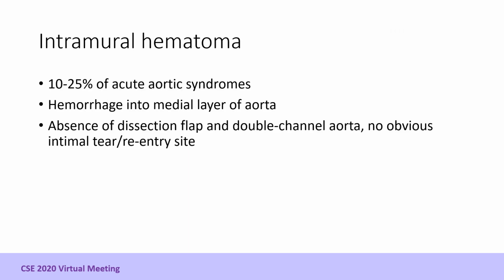Intramural hematoma encompasses somewhere between 10 and 25% of acute aortic syndromes, and is thought to result from hemorrhage of the vessels within the medial layer of the aorta or microscopic tears in the intima. Unlike aortic dissection, there is no dissection flap noted, nor any obvious intimal tear or re-entry site. Over time, intramural hematoma can regress, persist, lead to aneurysm formation, or progress to dissection.